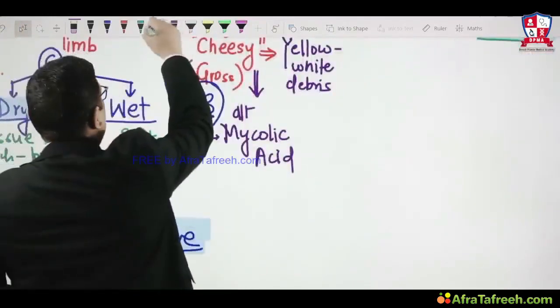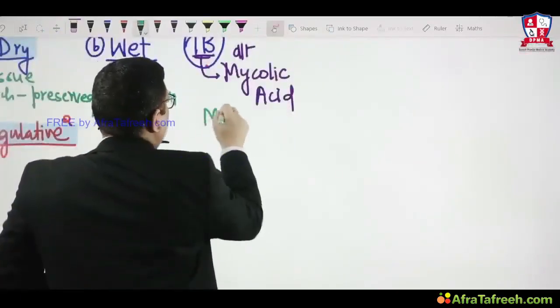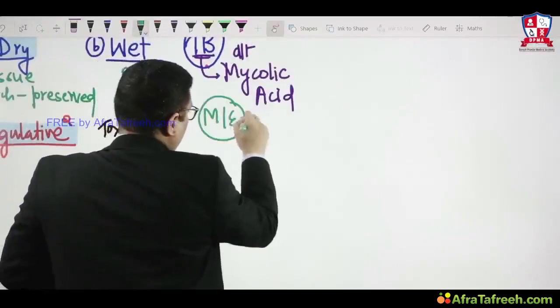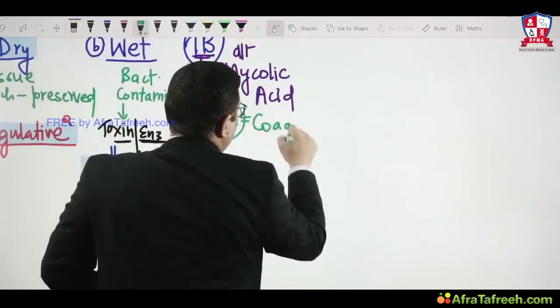And on microscopic examination, when you see the microscopic examination of this caseous necrosis, what we need to understand is that initially you will find coagulative necrosis.